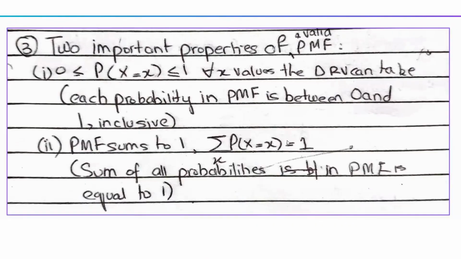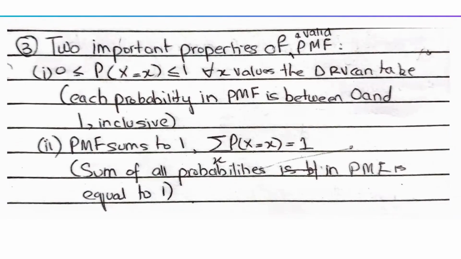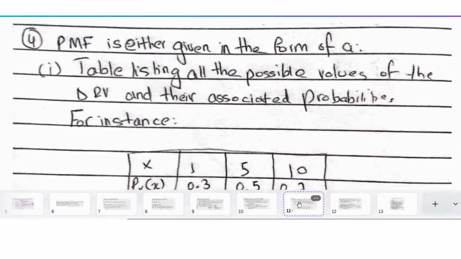Now there are two important properties of a valid PMF. The first is that each probability in the PMF has to be between 0 and 1, and the sum of probabilities in the PMF has to be equal to 1. So a valid PMF needs to meet both of these properties: each probability has to be between 0 and 1, and the sum of all probabilities in the PMF has to be equal to 1.